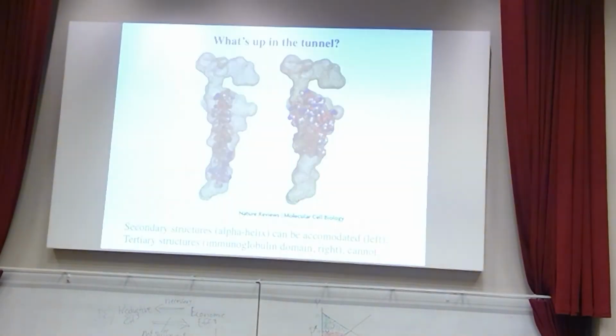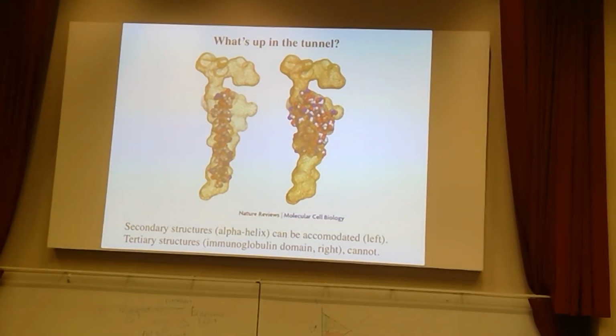What's up in that tunnel? This shows the tunnel in the large subunit. Again, we have an atomic resolution picture of that. So we know the size of that tunnel, and we can model different kinds of protein structures in there. If we model in an alpha helix, it fits really nicely in that tunnel. But if we try to fit in a complete domain of a folded protein, it won't fit.